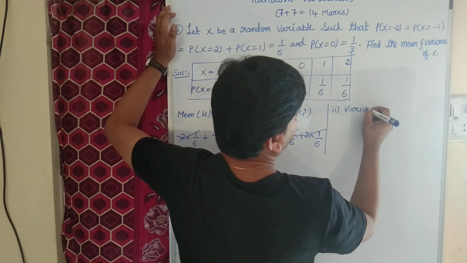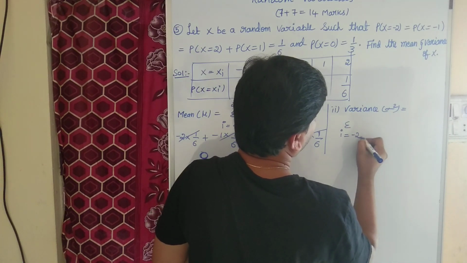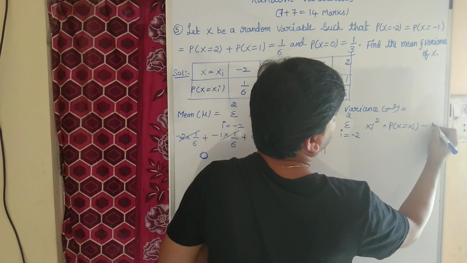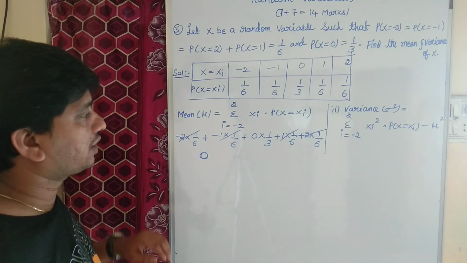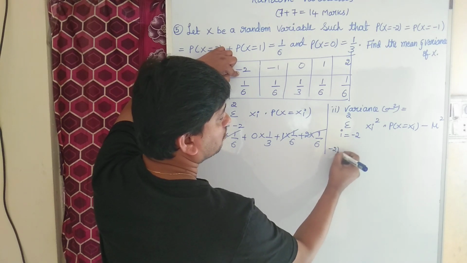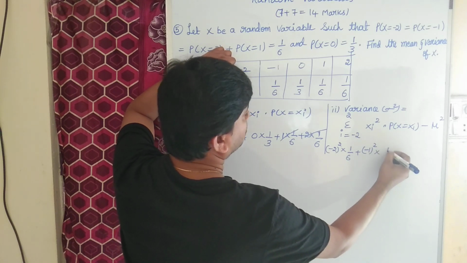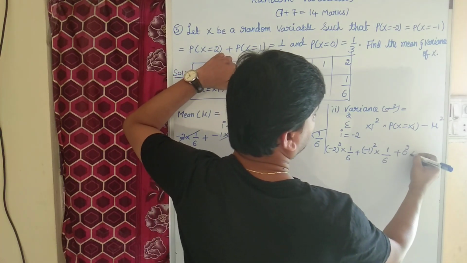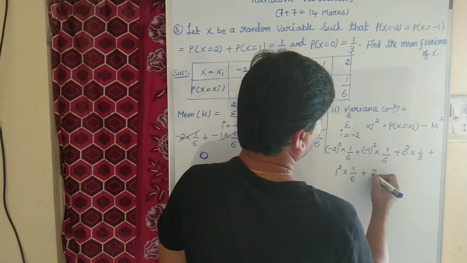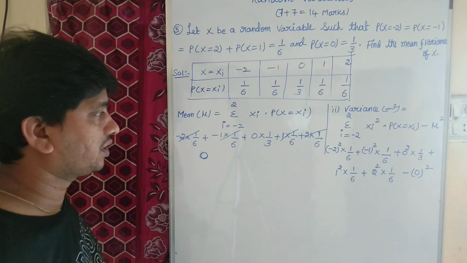variance. Sigma square equal to sigma xi square into p of x equal to xi, minus mu square. We have to multiply. When it is minus 2 whole square into 1 by 6, minus 1 whole square into 1 by 6, 0 square into 1 by 3, 1 square into 1 by 6, 2 square into 1 by 6, minus mu value 0 square, 0 only, right?